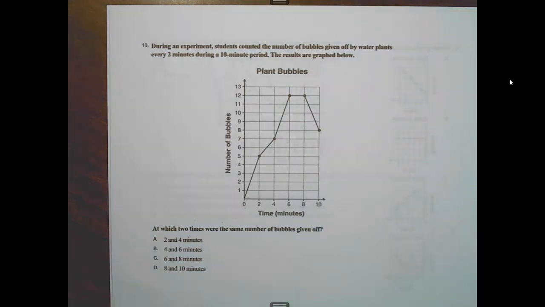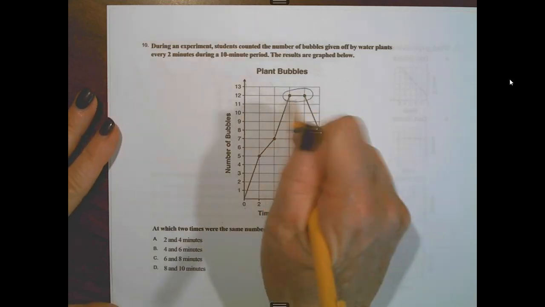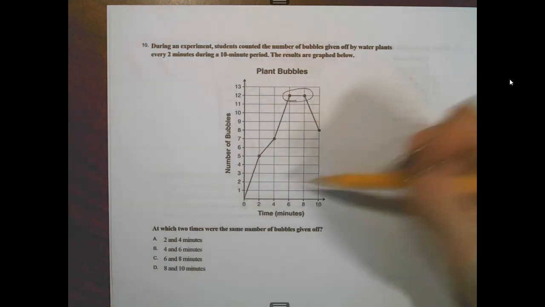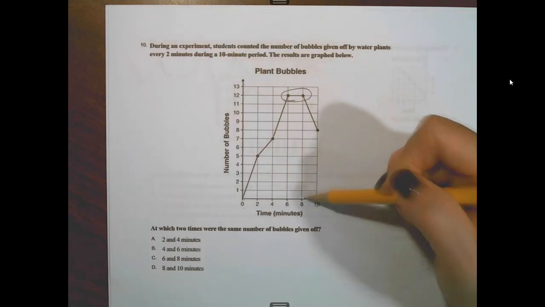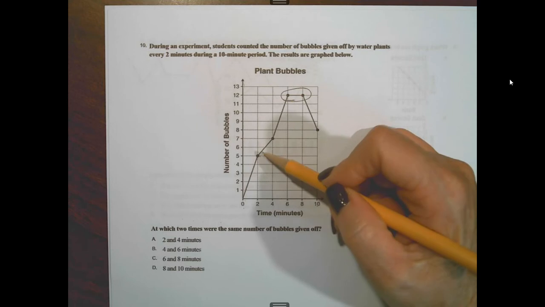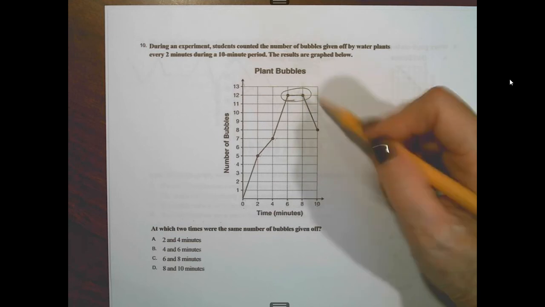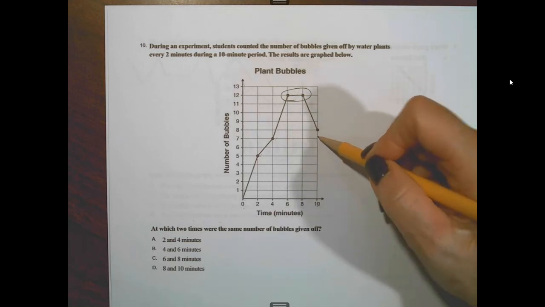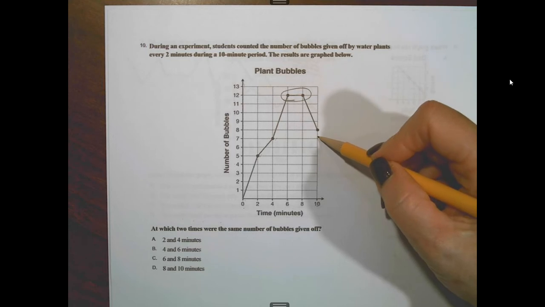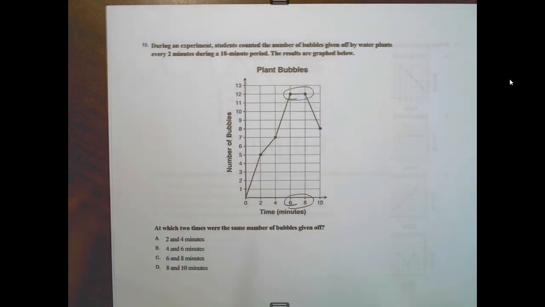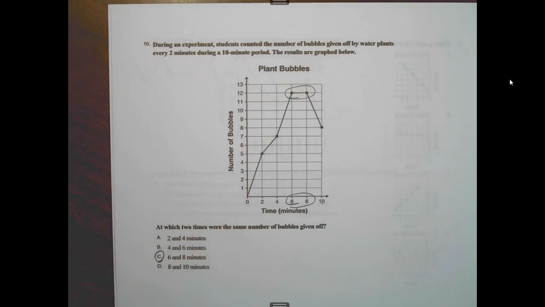All right, so we're looking for no change in data between 2 different points. So I hope everybody right off the bat saw that there's no change of data between 6 and 8 minutes. We have an increase between 0 and 2, 2 and 4, 4 and 6. It stays the same from 6 to 8, and from 8 to 10 minutes, there is a decrease in the number of bubbles given off. So we are looking at between 6 and 8 minutes. So the answer is C. And again, we're looking for not a change in data. No change in data, a constant.